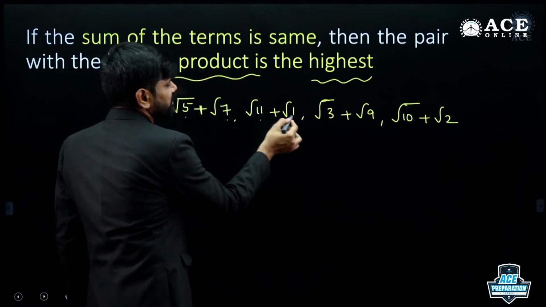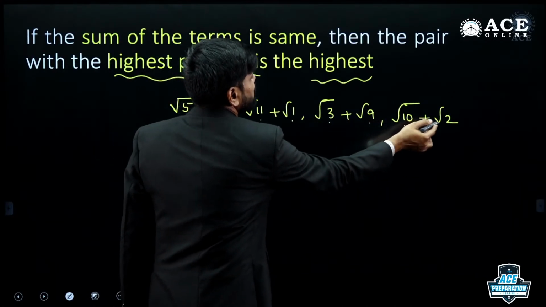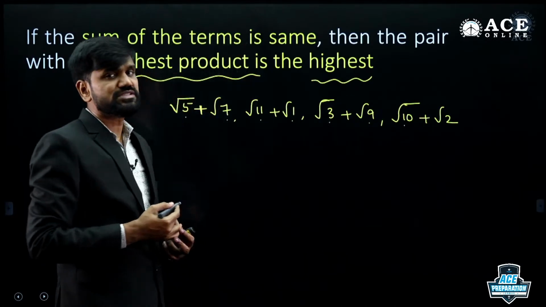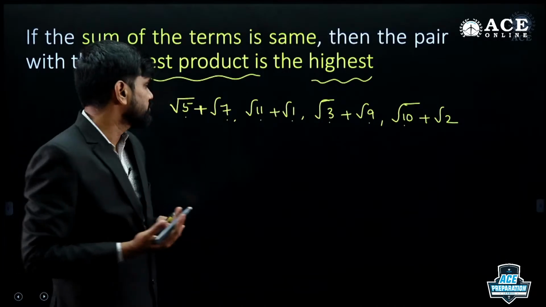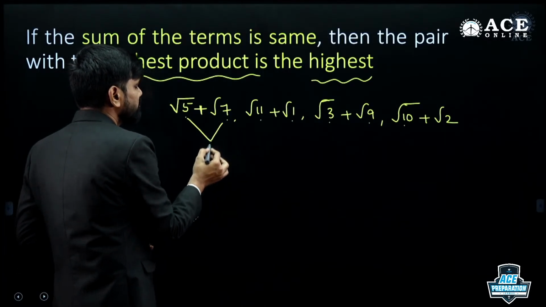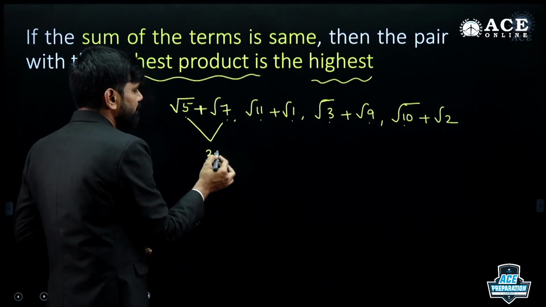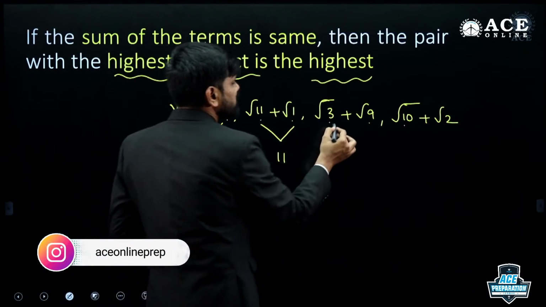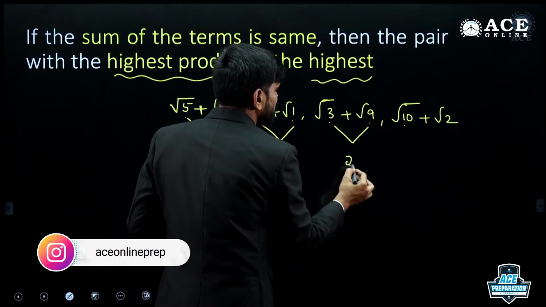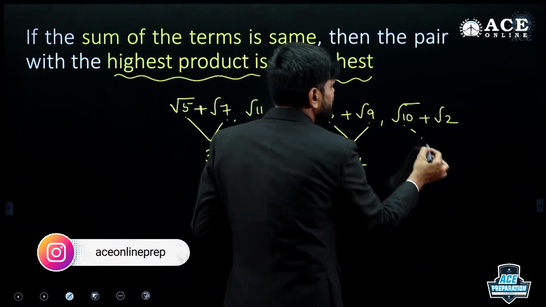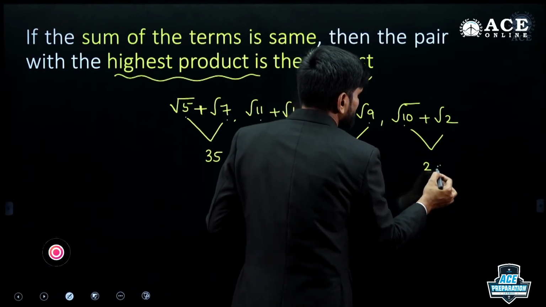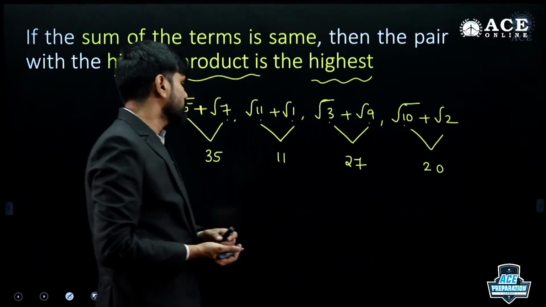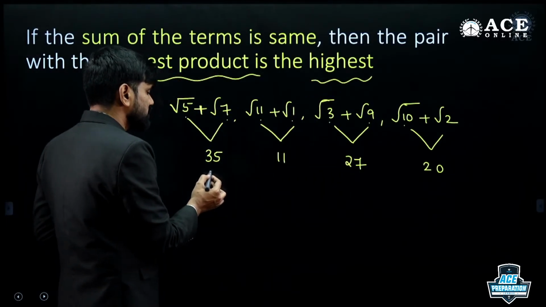That's okay, dear. So as I told you, check whether the sum is correct or not. Sum is 12 here, here also 12, here also 12, here also 12. As the sum is correct, I'll check for the product. Product is how much? 5 times 7, product is 35 here. Whereas in the second one, product is how much? 11. Whereas the third one, the product is how much? 27. The last one, product is how much? 20. Which is the highest product over here? First one. So this is the highest.